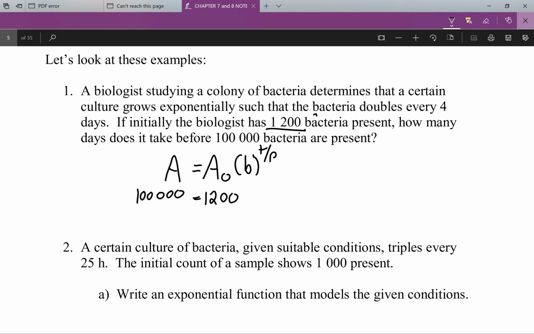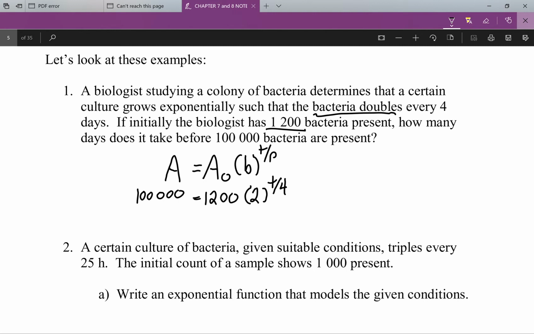Now we see that the bacteria doubles every 4 days. So if it doubles, that means that it's going to be multiplied by 2, and it's multiplied by 2 every 4 days. So my power right here is just going to be t over 4. Now why is it t over 4, you may ask? Well, after 4 days it happens once. So when t equals 4, it should happen once, and 4 divided by 4 is 1. After 8 days it should happen twice. 8 divided by 4 is 2. After 12 days, 3 times, and so on and so forth.